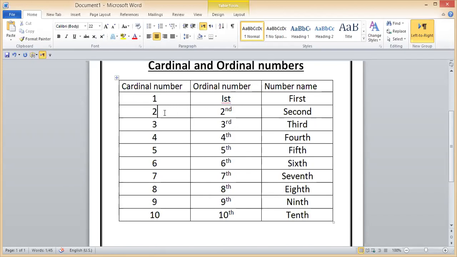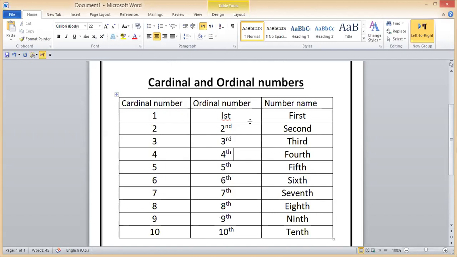The student who got the second highest marks or second highest percentage will be at second position, and the student who got third highest marks will be at third position. For telling the order, you will use ordinal numbers. So you just have to write this and remember the cardinal numbers, their ordinal numbers and their number names. Don't need to worry about anything else.